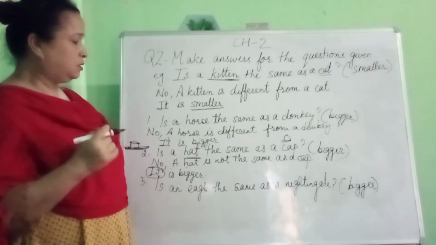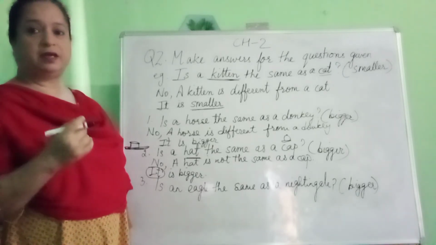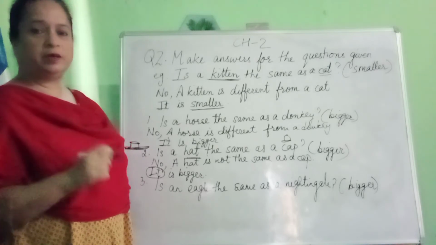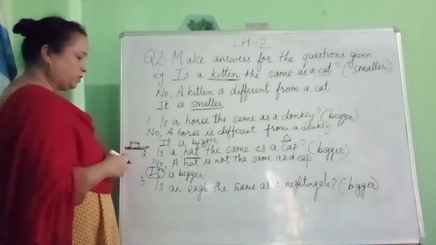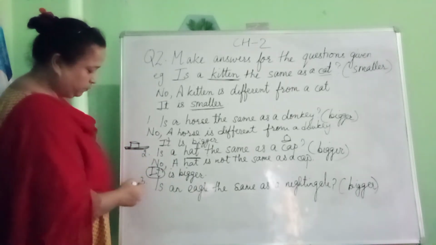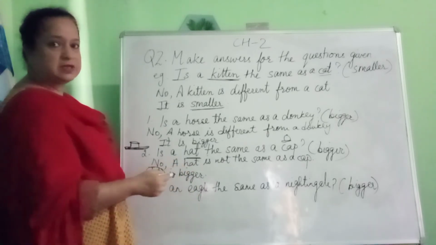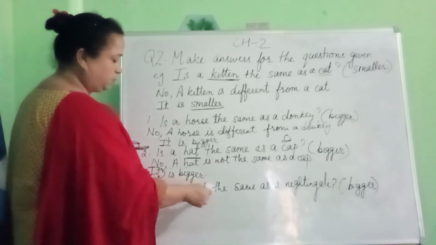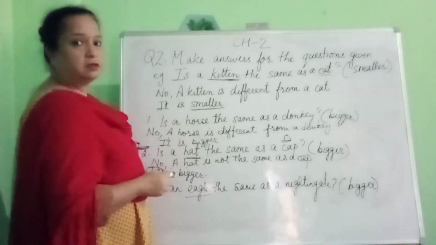Now let's have a look at the next one. Is an eagle the same as a nightingale? So you know what a nightingale is. It's a bulbul, a very small bird, and an eagle most of you must have seen flying up in the sky. Now, are they both the same in size? No, they are not the same in size. An eagle is much bigger than a nightingale.